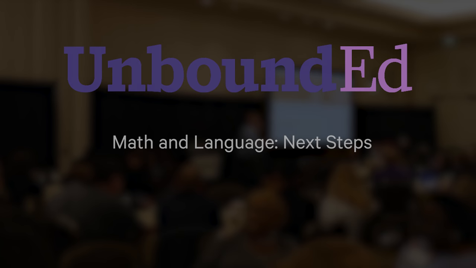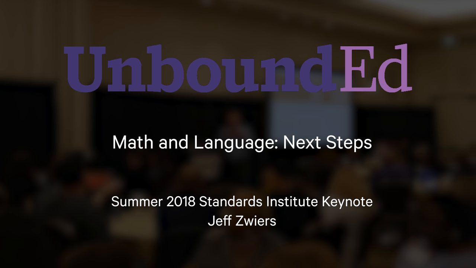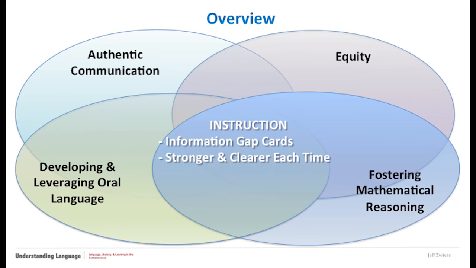Good morning, everyone. Basically, today what we're going to talk about is math and language and kind of the intersection, how to develop both. So the overview is a big Venn diagram, and we're going to start with equity. I know you've talked a lot about equity, and we're going to think about how what we do in terms of interactions and in supporting students can foster equity in the classroom?